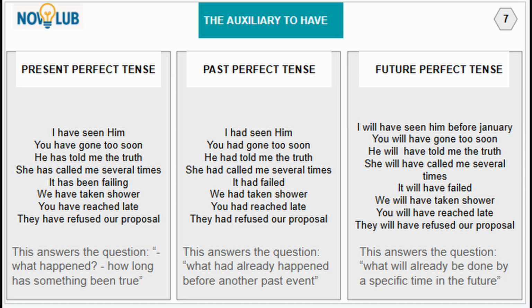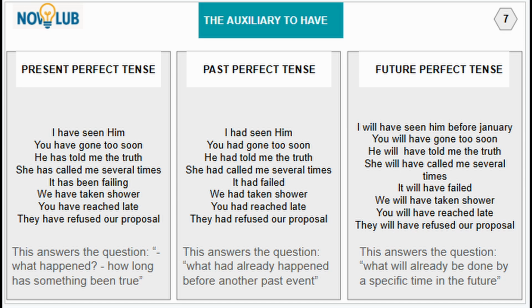He has told me the truth. He has called me several times. It has been failing. We have taken shower. You have reached late. They have refused our proposal. So you see, this present perfect tense is a tense that answers the question, what happened? How long has something been true? And so on.